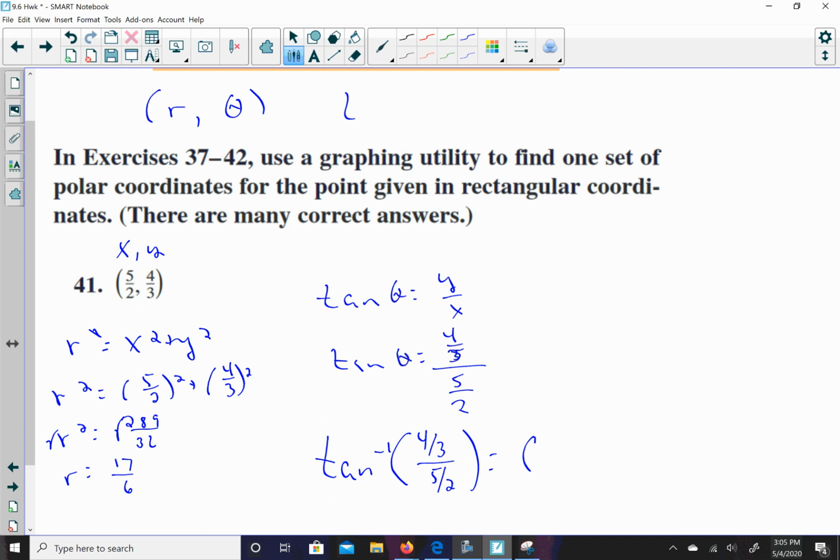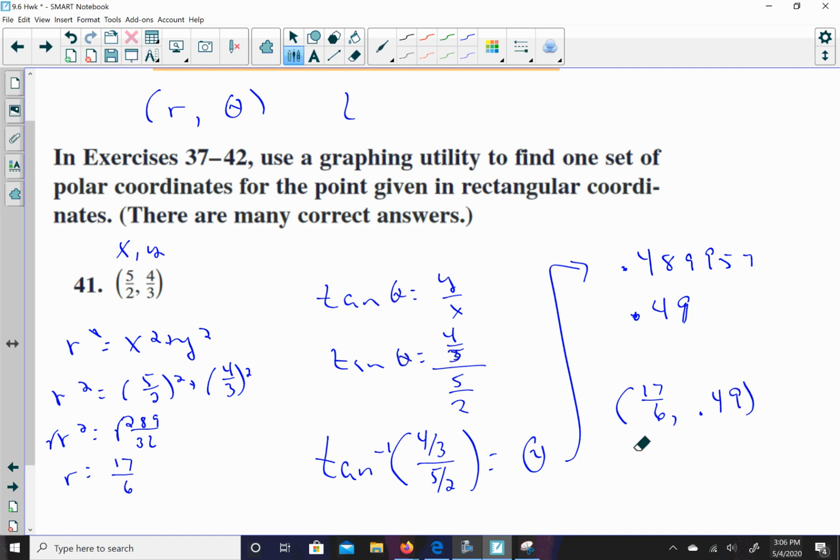And when I do all that, I end up getting my answer in radians, which is about, my calculator gives me 0.489995. So I'm going to say approximately 0.49. We'll say 2 decimal places is good. So now if I were to write this, I would say my radius is 17/6, or the decimal for that I think is 2.83, and my angle is 0.49.